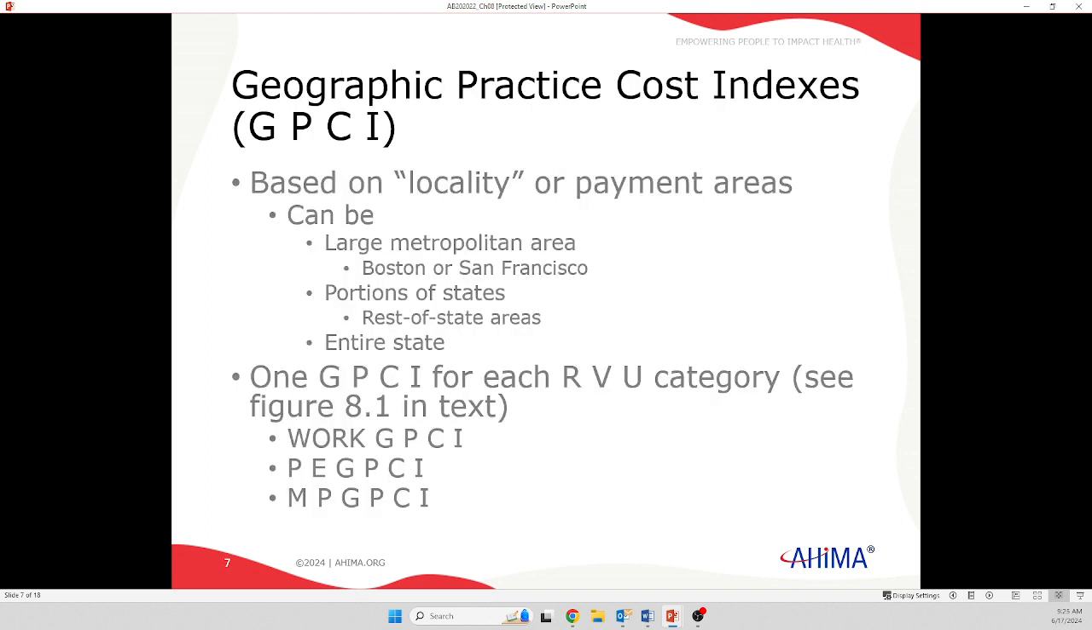Our GPCI, remember that this is based on our locality. It reflects that local cost. There are 90 payment areas, which are known as localities. They can be large metropolitan areas. It can be a portion of the state, an entire state, or it can be rest of state. Those can actually be found on the CMS website.